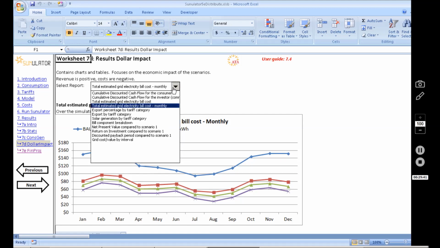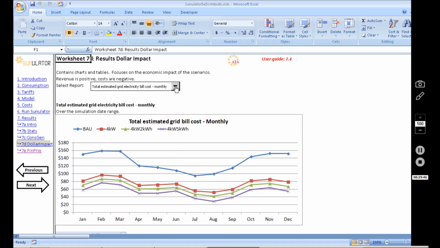And again, there's plenty of other charts there, but I won't go through them all. Hopefully the ones that I've shown you would be the most useful ones that you'd use to get a quick idea of the economic feasibility of your project and which scenario might be the most attractive. So that's it for this video.